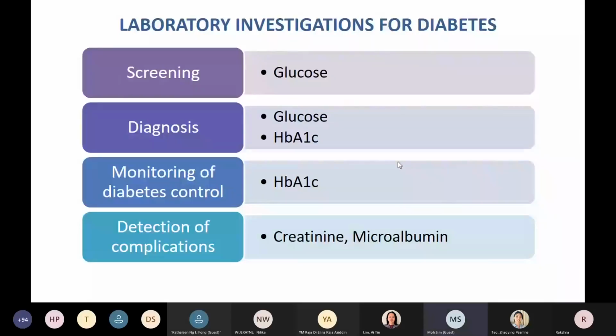As mentioned earlier, diabetes is associated with many complications, one of which is diabetic nephropathy. Creatinine and microalbumin are useful and should be measured in patients with diabetes so that we can detect early signs of diabetic nephropathy.